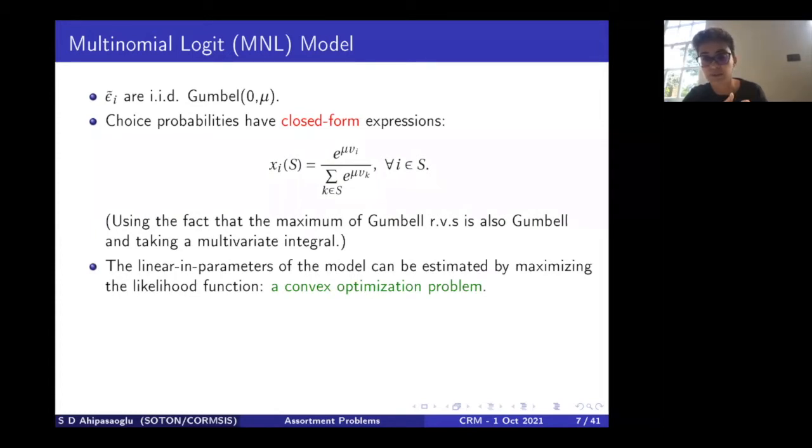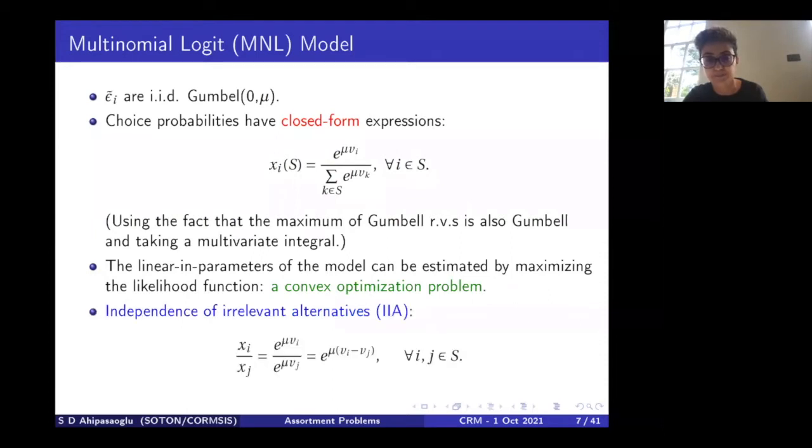One very important advantage is that if you assume that the deterministic component is a linear parametric model, then you can write down the maximum likelihood estimation problem, and it would be a convex optimization problem, which you can solve very easily, even for very large scale problems.